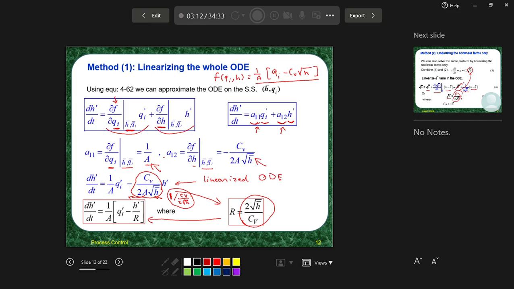Here, h prime, which is this, over R, which is this. And that is why we've been using this expression when we analyze the tank system. So this h prime over R is the linear form of the CV square root of h.